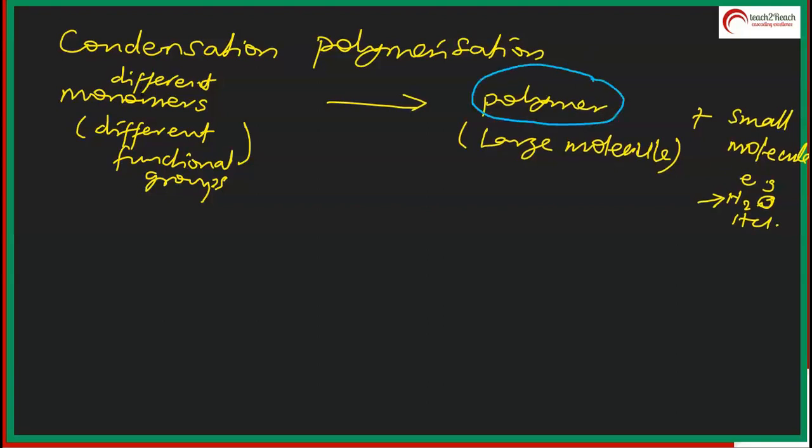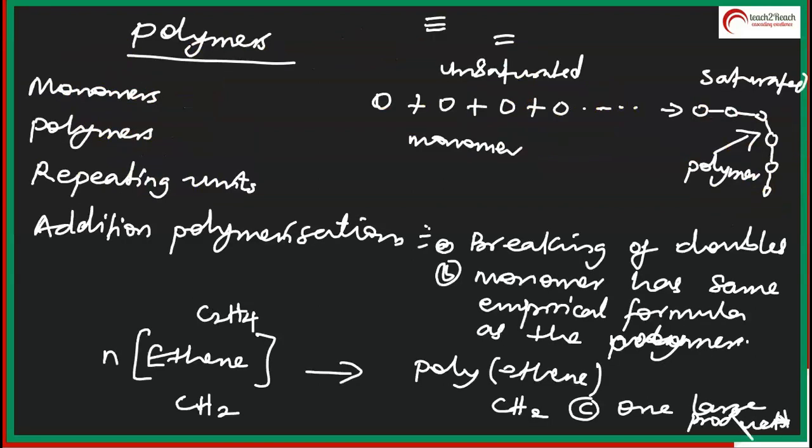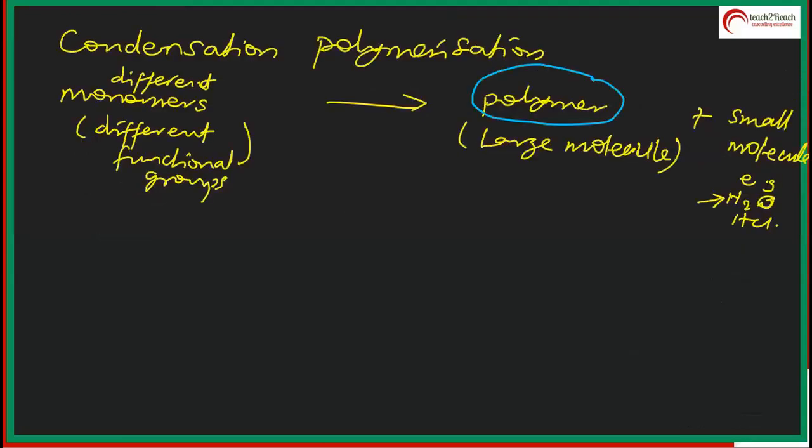And of course, you have two different monomers coming together. Unlike addition polymerization, in which the monomer is usually the same, a thing can polymerize with itself and go on and on like that. But for condensation polymerization, you need two different molecules coming together. And that's easy to understand.